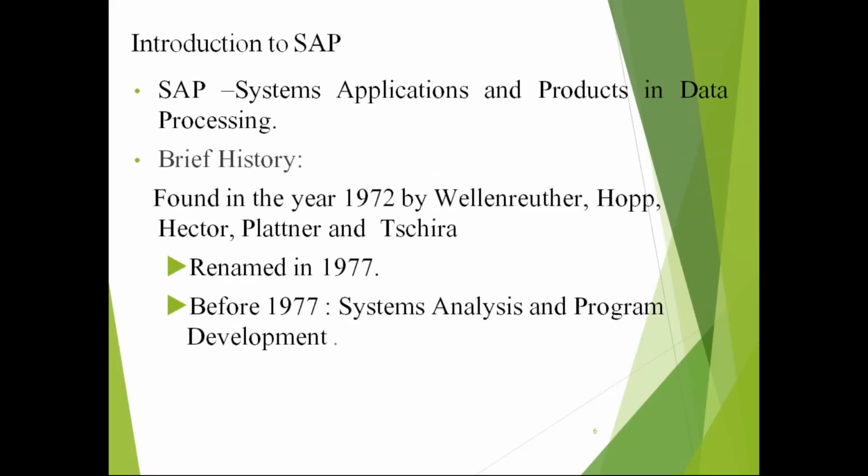This is a brief history about this particular company. The full form of this, we call it as Systems, Applications and Products in Data Processing. This was a company which was started in the year 1972. These were the 5 people who started it. This was renamed in the year 77, and before 77 it was known as Systems Analysis and Program Development.